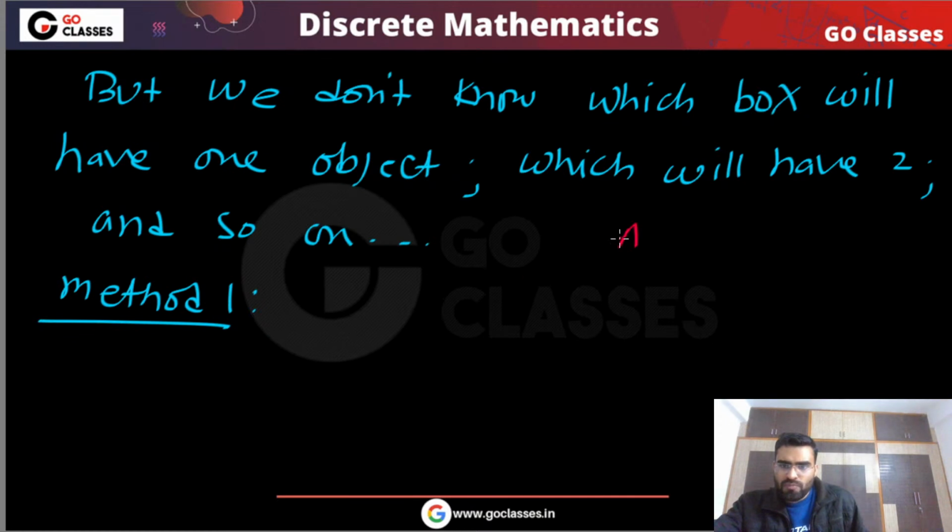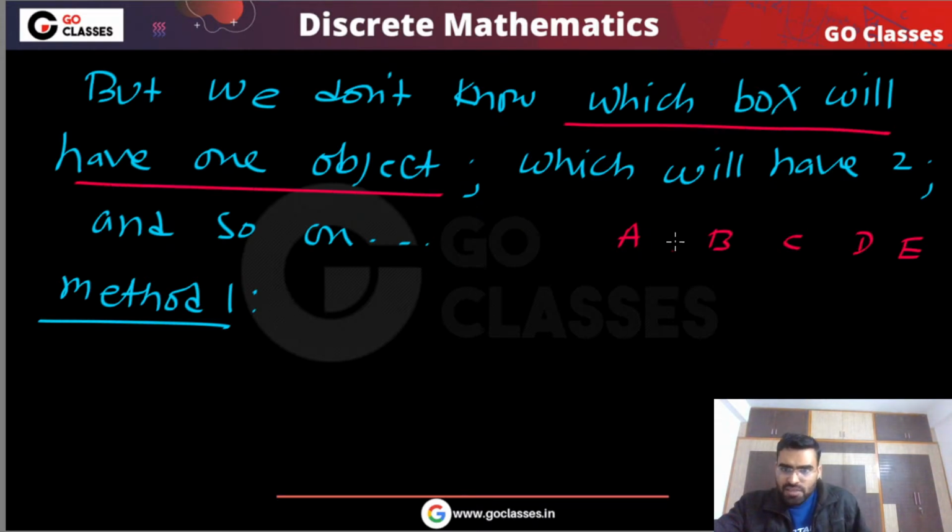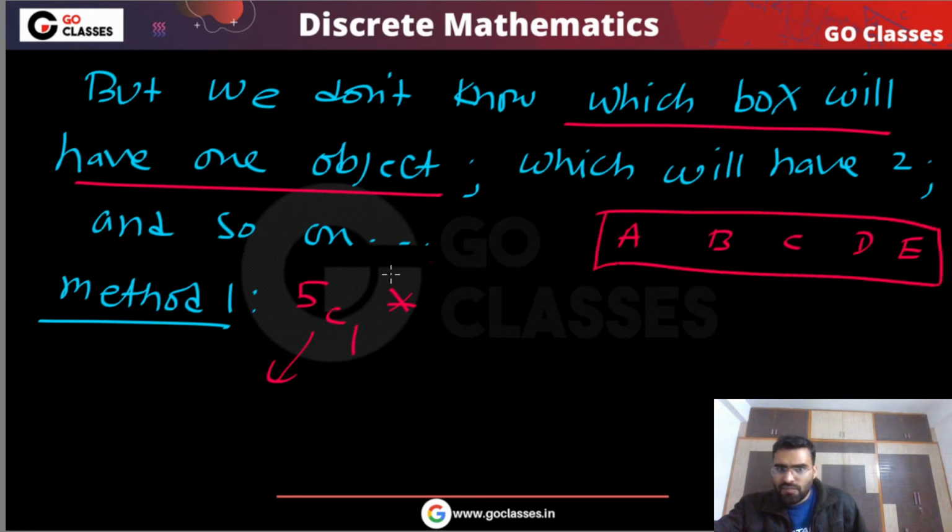What is the logic? You have a, b, c, d, e, these are the 5 boxes. Which box should get one object? So first let me select one box. Basically I am selecting one box, and 5C1 means from these 5 I am selecting one box, and to that box I will give one object.